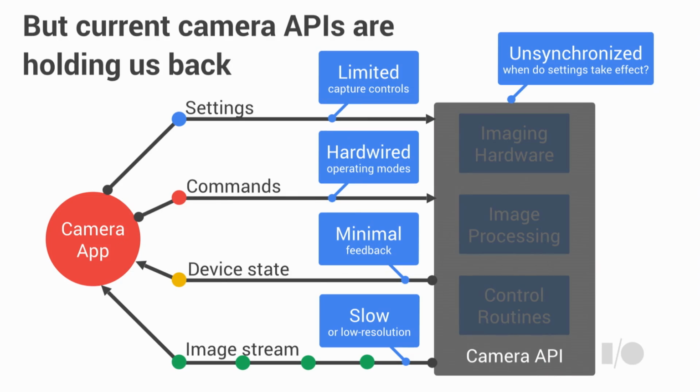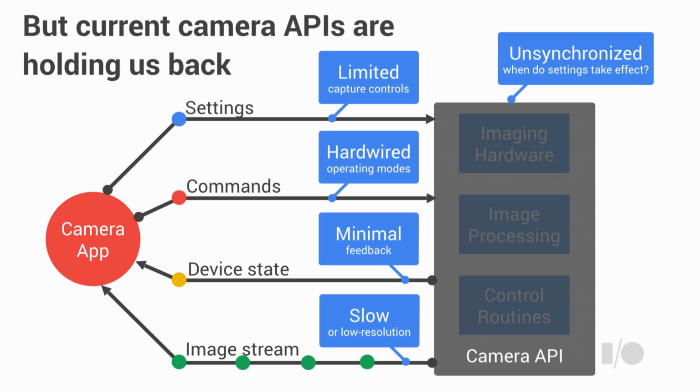But right now, if you want to build an advanced camera app, it turns out the current camera APIs on Android really are holding us back. Advanced camera applications want more control of capture, more control of post-processing, and they want to do everything really fast. And right now, the Android camera API has limited capture controls, has very hardwired operating modes. You're either taking a picture or recording a video, or you can't do both. Very minimal feedback on what's actually going on in the whole camera system.